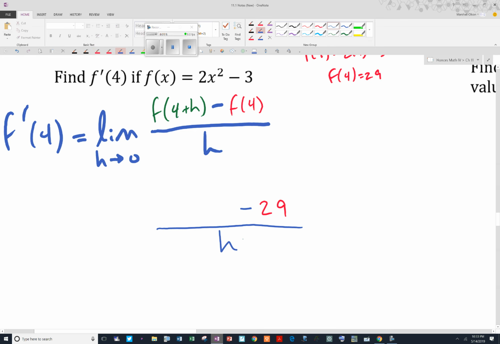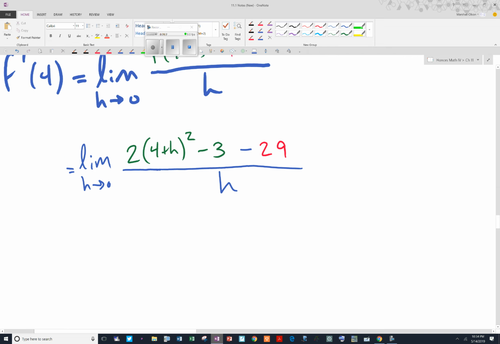I have h down here. Now let's find f of 4 plus h. This means put 4 plus h into the function, so we put that in for x. So we've got 2 times 4 plus h squared minus 3. So there's 2x squared minus 3 when x is 4 plus h. And we're going to take the limit of that as h approaches 0. I'll just keep working down here like this.